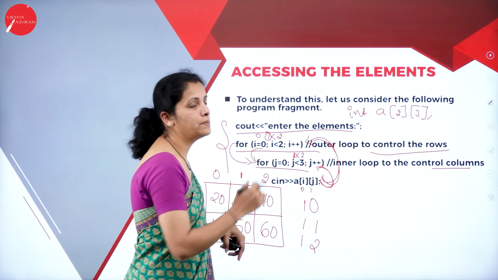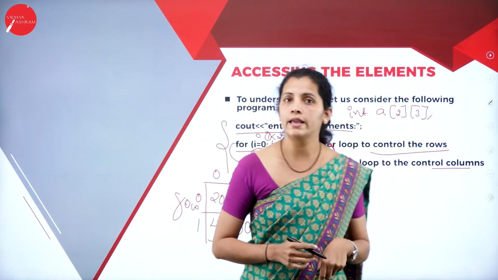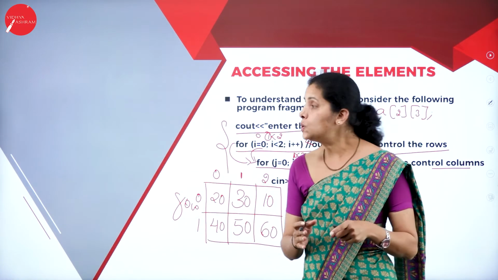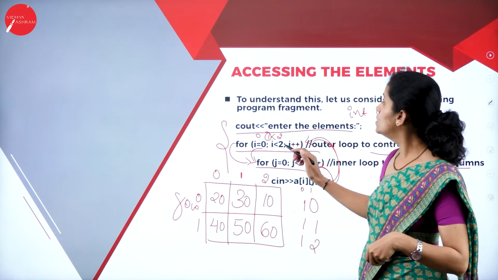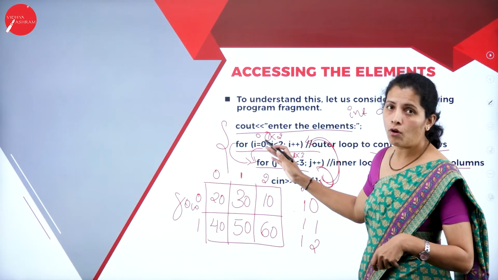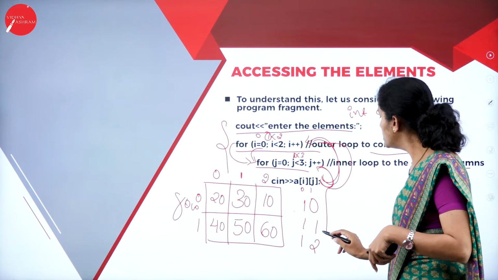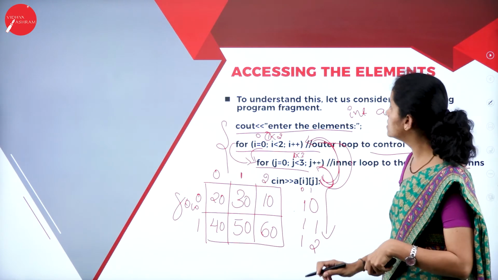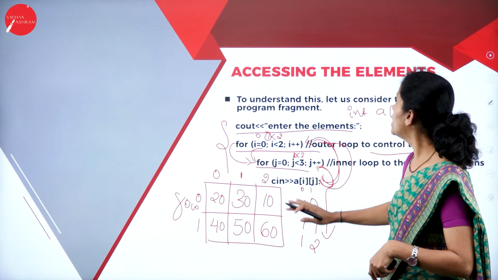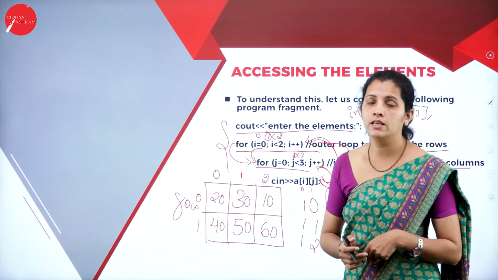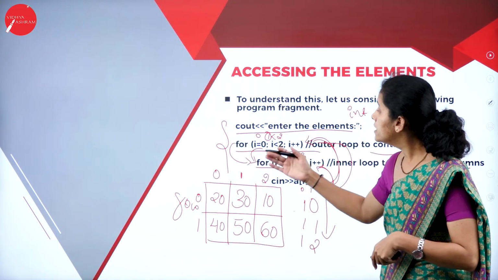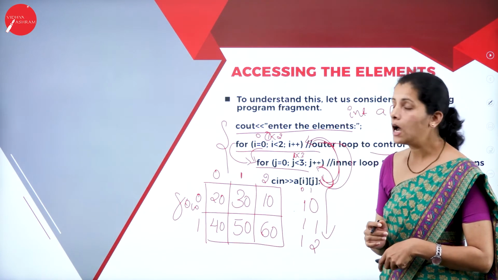Now i is incremented by 1. Now i is 2. 2 less than 2, the condition is false. So the control comes out from this statement. This is the way I can access the elements in a two-dimensional array.